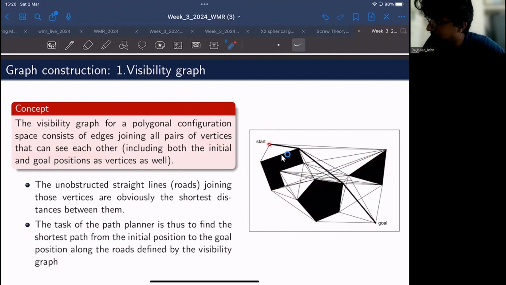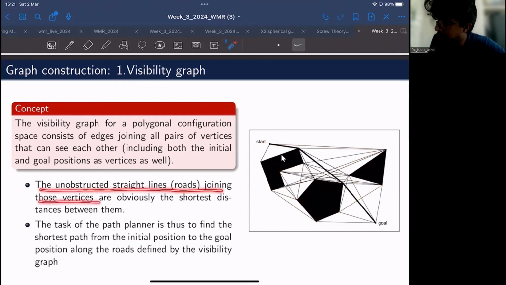One more example, if you start from the start position, what are the vertices that the start position can see? One of them would be this vertex, another one would be this vertex, another one would be this vertex. So in visibility graph, each and every vertex will basically create an edge to all the other vertices that it can see. It goes on for each and every vertex. Then all these unobstructed lines, or we can call these roads, a network of roads.